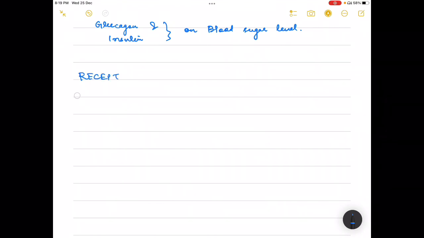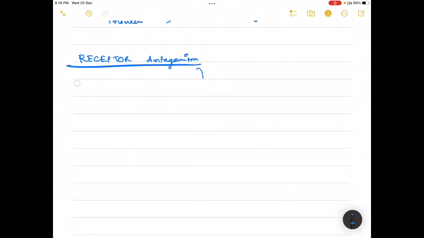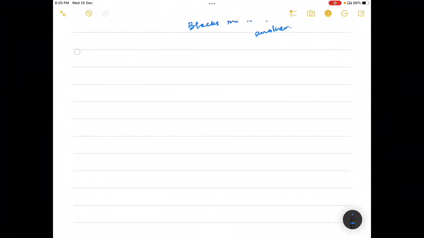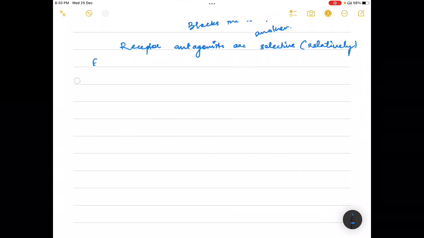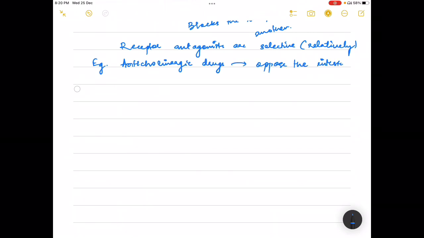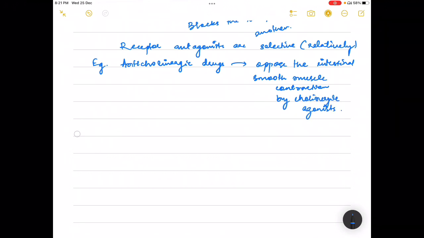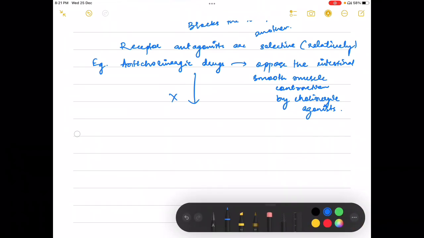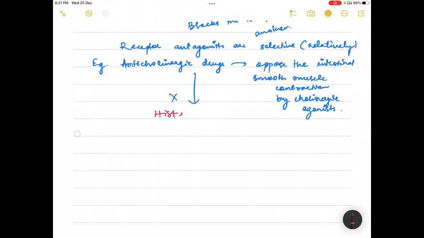Receptor antagonism. One drug blocks the receptor action of another. Receptor antagonists are selective. That means, take the example of anticholinergic drugs. These anticholinergic drugs will oppose the intestinal smooth muscle contraction by the cholinergic agonists, but will have no effect on that produced by histamine or 5-HT. So anticholinergic drugs will oppose the smooth muscle contraction by the cholinergic agonists only at the cholinergic receptors, but they will have no effect on those produced by the histaminic receptors or 5-HT receptors.